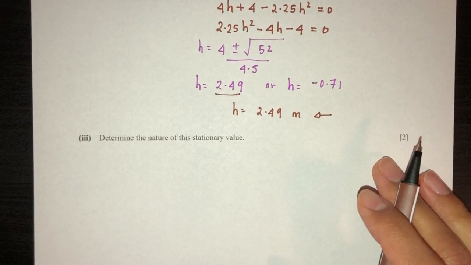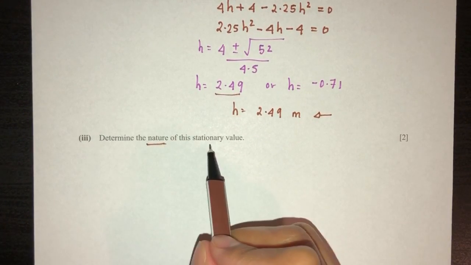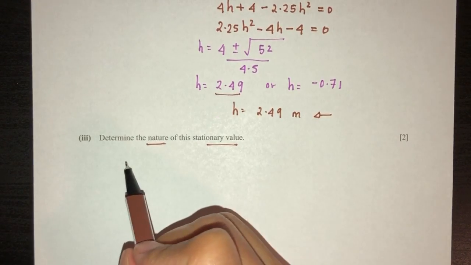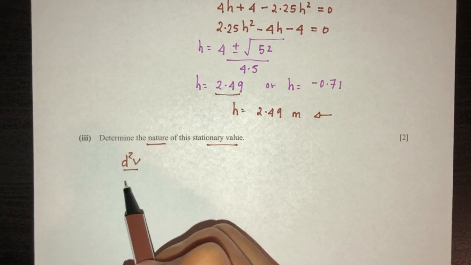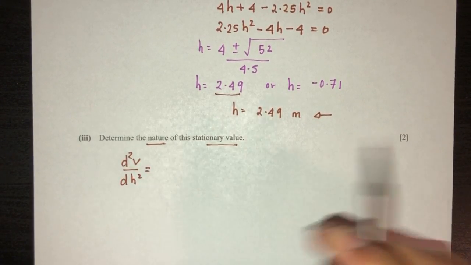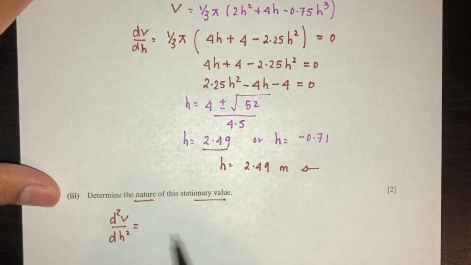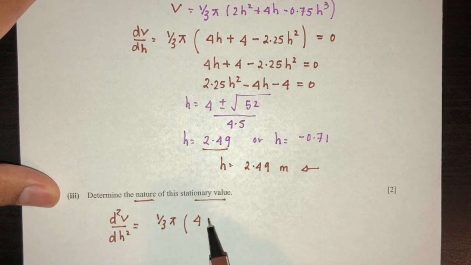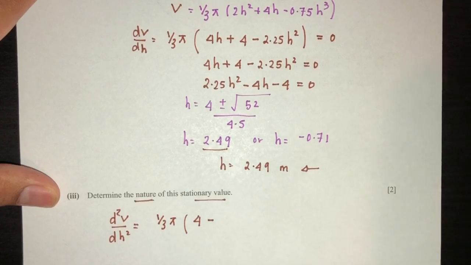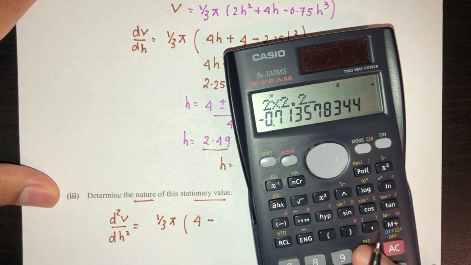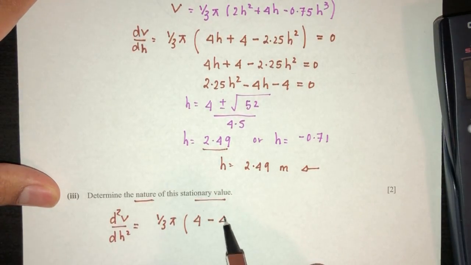Now for part 3, determine the nature of this value. So to find the nature, we have to find d2v by dh2. So we have to redifferentiate this equation. So that will be, constant is outside as always. That will be 4. That will become 0. And that will become minus 2. What is 2 times 2.25? That will be 4.5. Minus 4.5h.